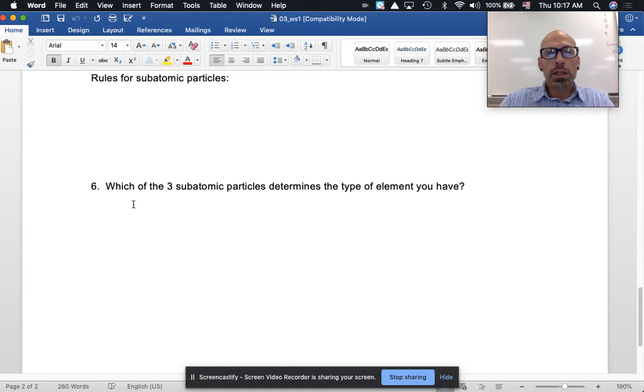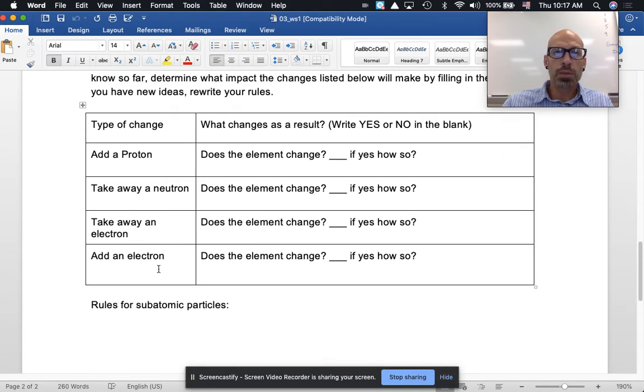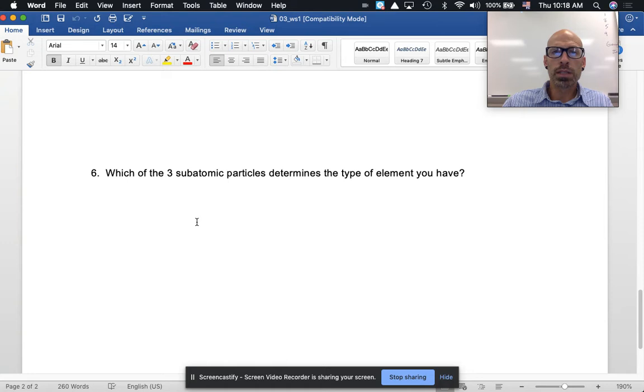Which of the 3 subatomic particles determines the type of element you have? Well, we just answered that. Which one of these particles here determines the element that you have? Proton. The proton determines the element.